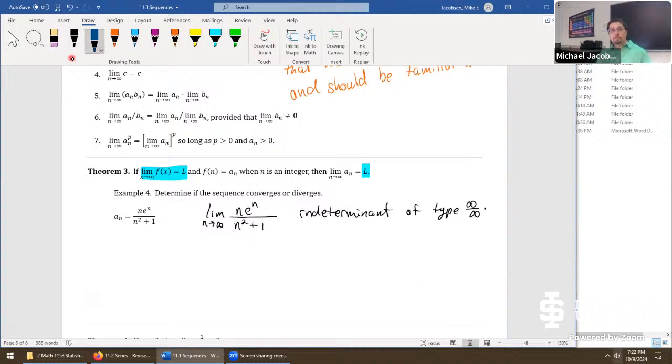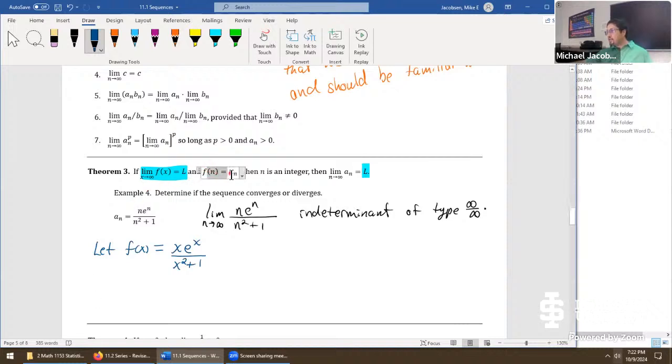Let's do what the official steps would look like in long form. If this is indeterminate, then the next step is let f of x equal n e to the power of n divided by n squared. Oh, hang on, I made a mistake. I said f of x. I need to be putting in x's. Let me try again. I seem to have trouble with my independent variables lately. So x e to the x divided by x squared plus 1.